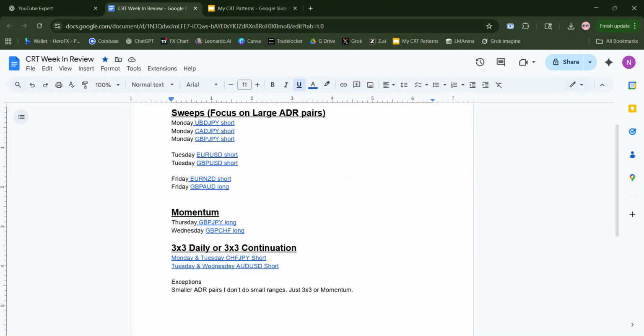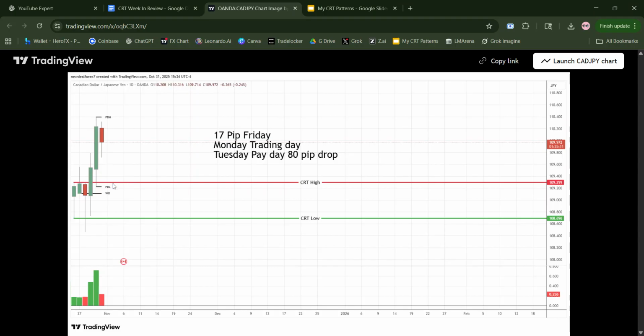The next one, these are all sweeps, by the way, too. This was CAD Yen short, pretty much did the same thing on Monday. It had a 17 pip body right here on Friday. Monday gave the sweep where it went above the high, closed inside, and then Tuesday gave the drop. But again, you want to be sure to take your profit on the other side of the range, because if you didn't, anybody who held on to a short got murdered because price came right back up. So use the other side of the range as your take profit and get out.